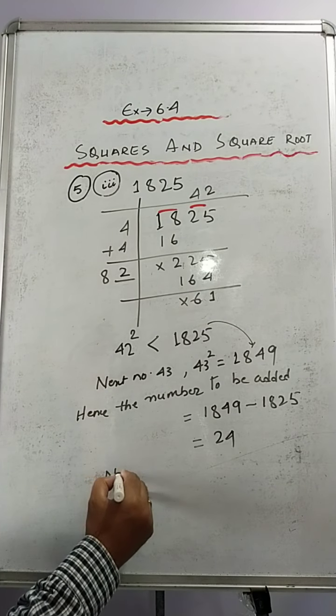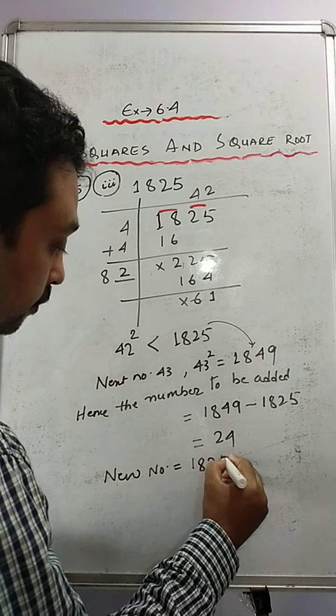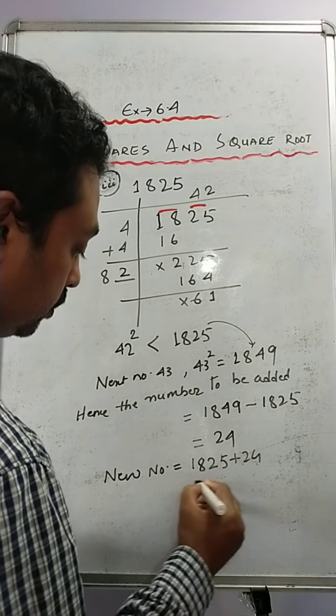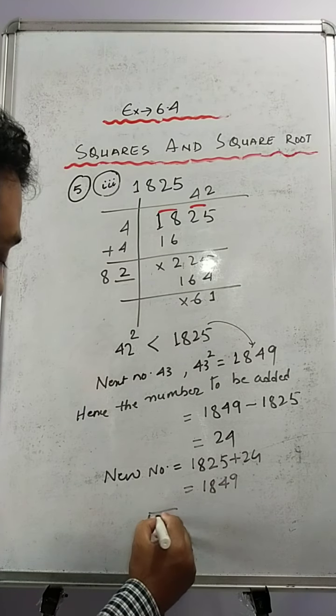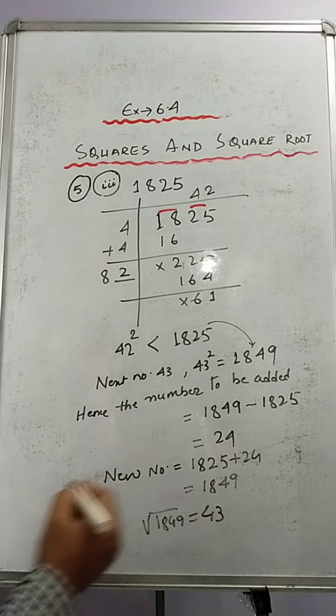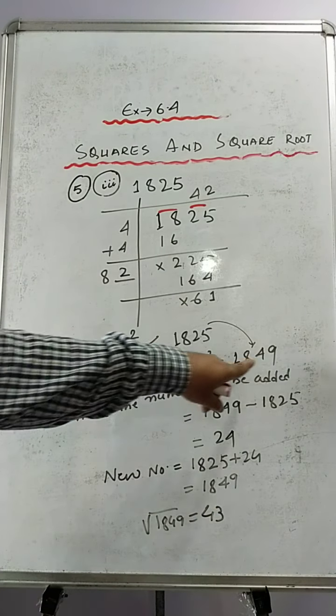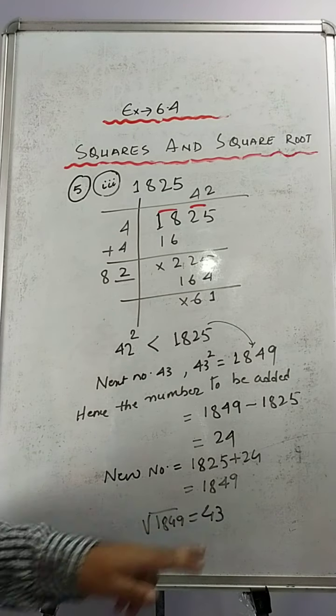So the new number would be 1825 plus 24. That will give you 1849. And the square root of 1849 is 43, because 43 into 43 is 1849. So the square root of 1849 will be 43.